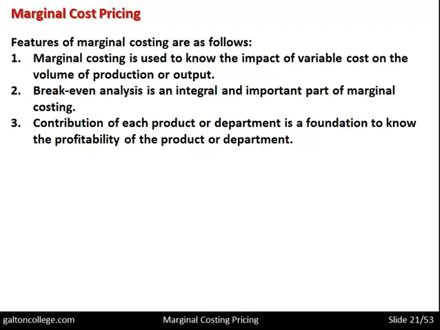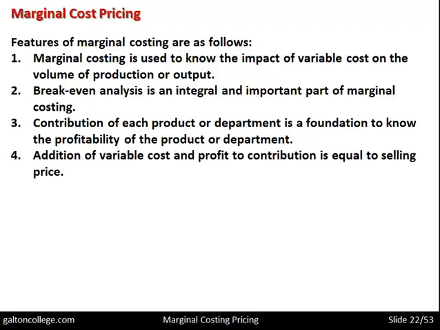So it's not just a question of covering the variable costs of production and charging a price that meets that. It's a question of charging a price for the product that covers the variable costs and also makes a contribution towards those overheads. Addition of variable cost and profit to contribution is equal to the selling price. So the selling price is the variable costs of making that particular product plus its contribution to overheads.